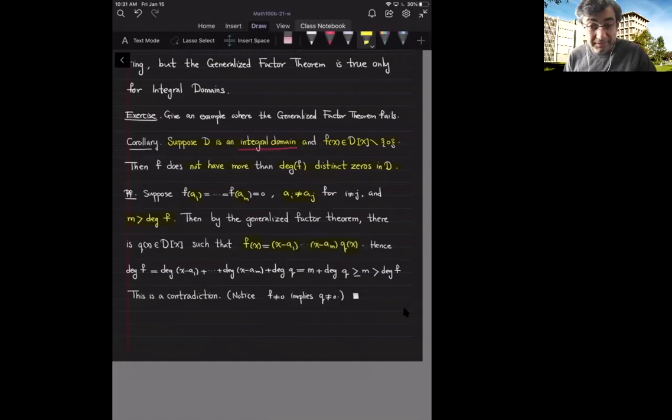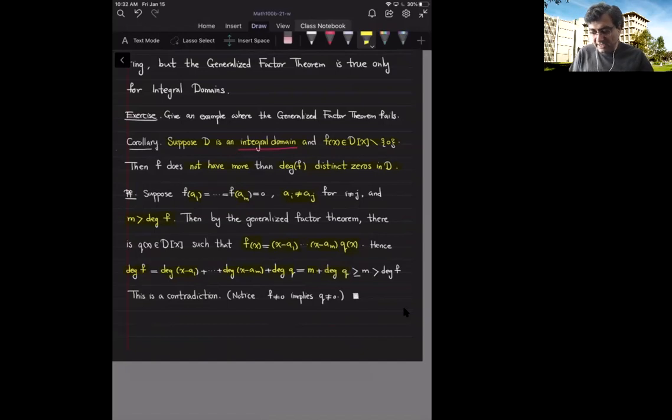Now we are going to compare the degrees of both sides. We notice that because these are units, the coefficients, all the coefficients of these x's are 1, then we have this property that the degree of a product is the summation of degrees. Again, this is one thing that we discussed in the previous lecture. So degree of f would be the degree of the first factor plus the degree of the second factor, and so on till the degree of q. Now, the degree of x minus a sub i is 1, and there are m of them, so we get that the degree of f is m plus the degree of q.